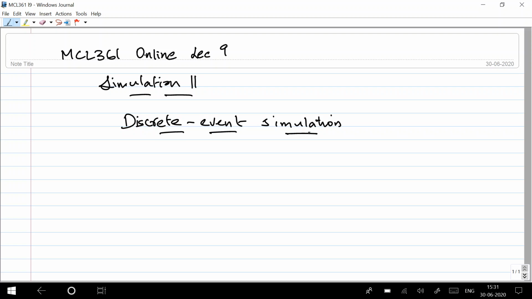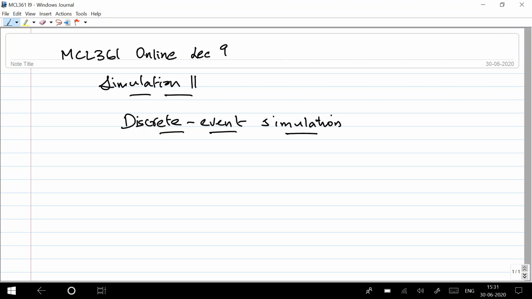This is, if you remember, one of the four types of stochastic simulation. And the reason why we are devoting an entire lecture to discrete event simulation is because, as I mentioned, it is the most common and widely used type of simulation that is used to analyze manufacturing systems.